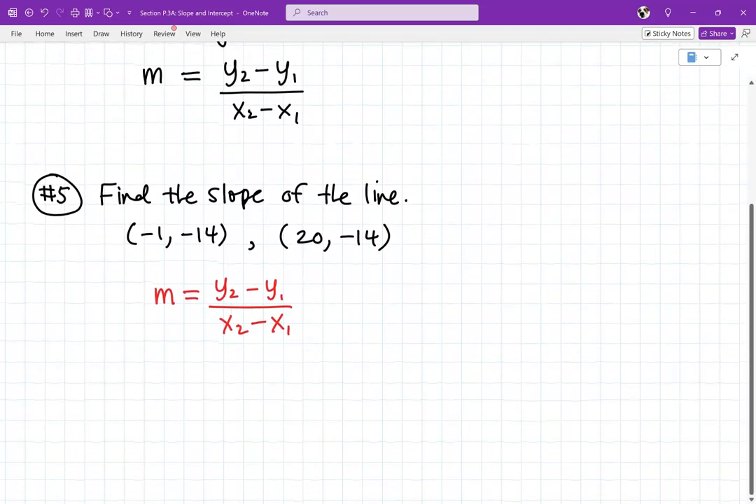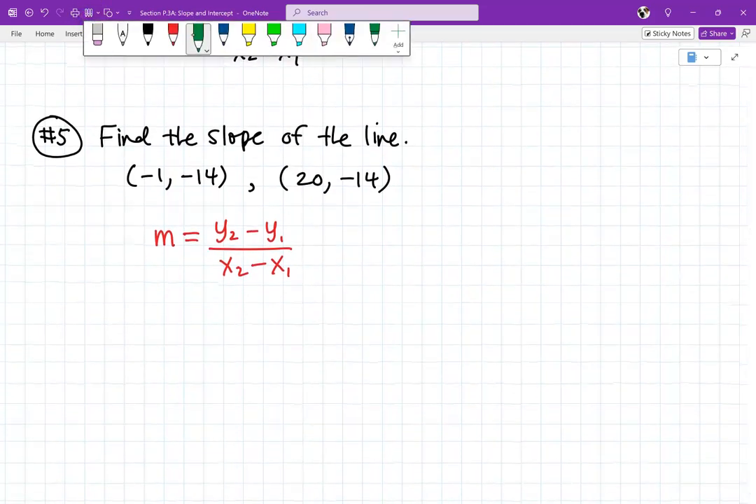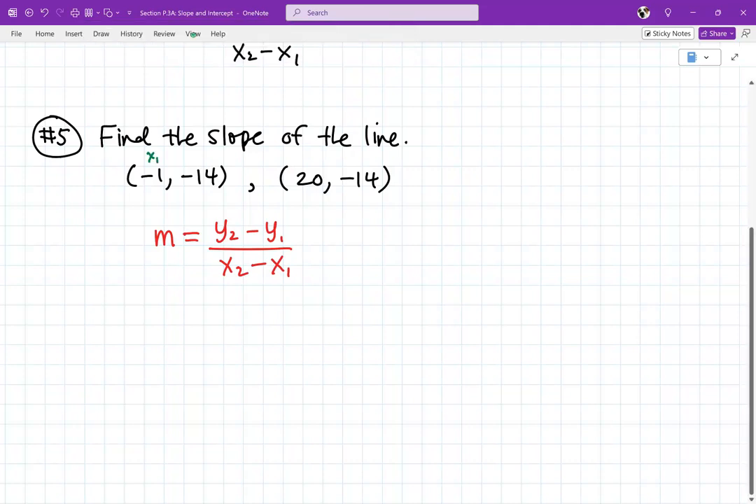So here we go. The first point is -1, -14. So I'm going to put x1, y1. The second point was 20, -14. So I'll put x2, y2. See, that's how I relate the 1s and 2s on the subscript, right? So now all I got to do is just plug in the numbers.